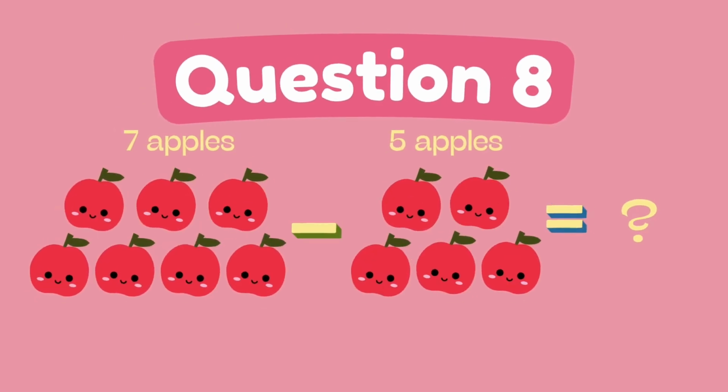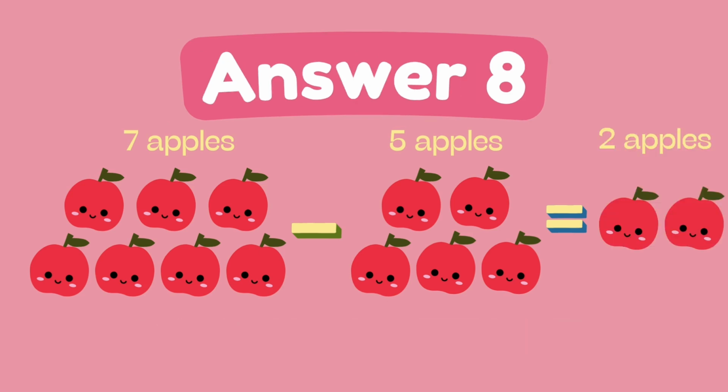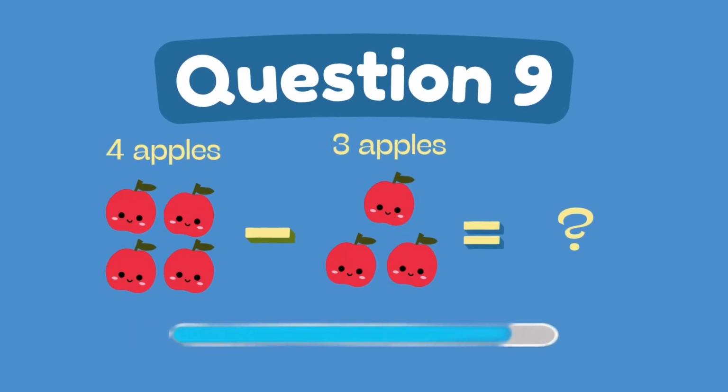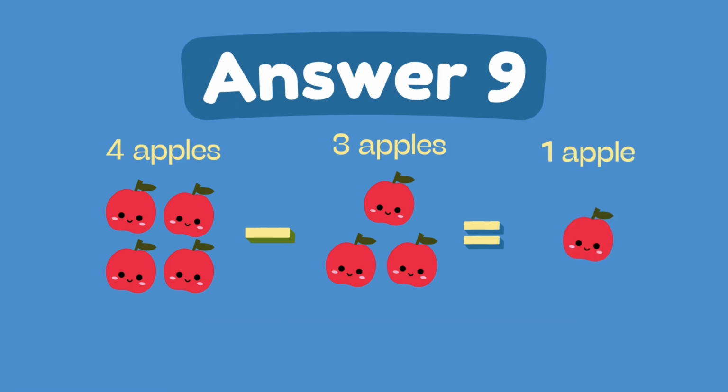What is 7 minus 5? The answer is 2. What is 4 minus 3? The answer is 1.